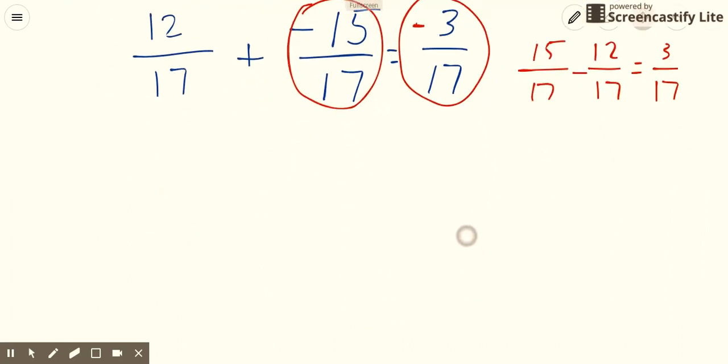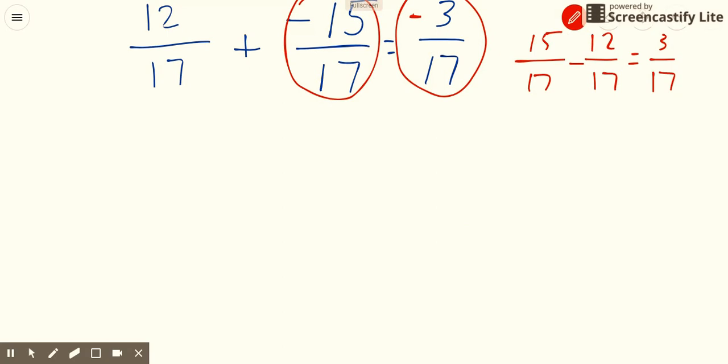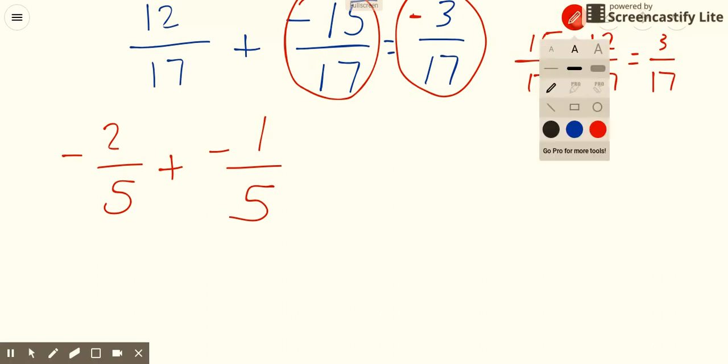One or two more examples here. Let's take a look at this one. Let's say I wanted to add negative 2/5 plus negative 1/5. Now, same steps. I'm going to ask myself, same signs or different signs? In this case, I have the same signs, and when I have the same signs, I know that I add.